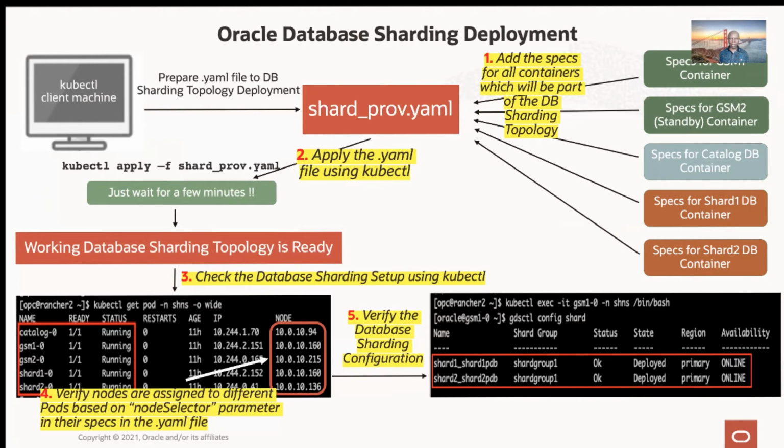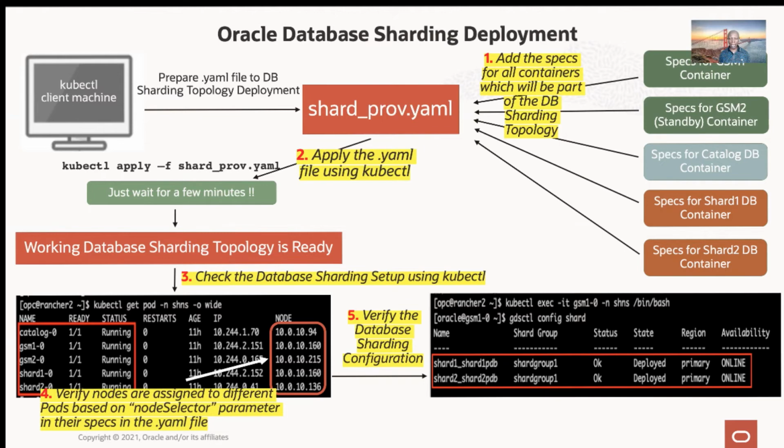And as you can see here, after you edit the shard YAML, you need to save and kubectl apply, and then wait for a few minutes, and then you should see working databases and the topology available in the Kubernetes cluster. And you can verify that there is a sharded configuration. Here we see 2 shards in the same shard group. Okay, so we do have a sharded database actively in the Kubernetes cluster.